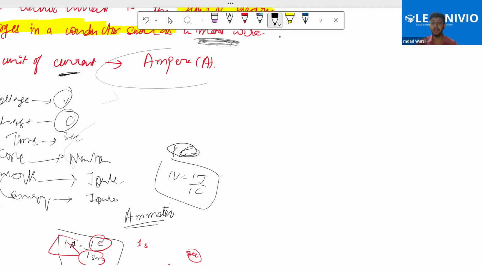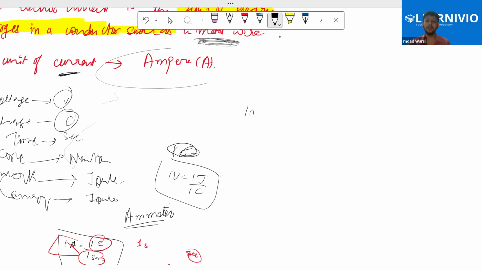The current will not be affected by low resistance, and if the resistance is high, what will happen? It will block the flow of current. High resistance, if we use it in an ammeter, will block the flow of current. That is why we use an ammeter of low resistance in series and a voltmeter of high resistance in parallel.